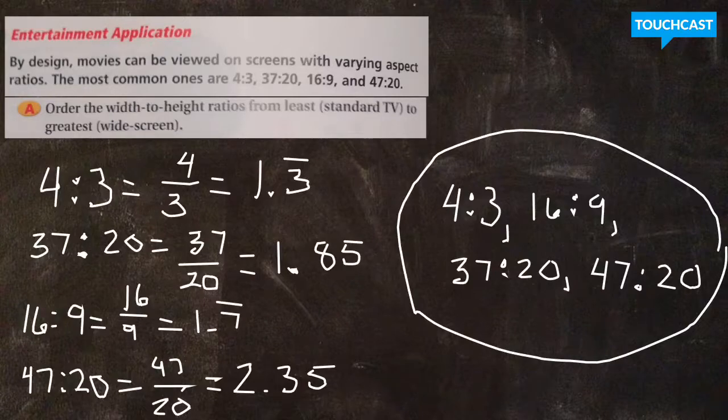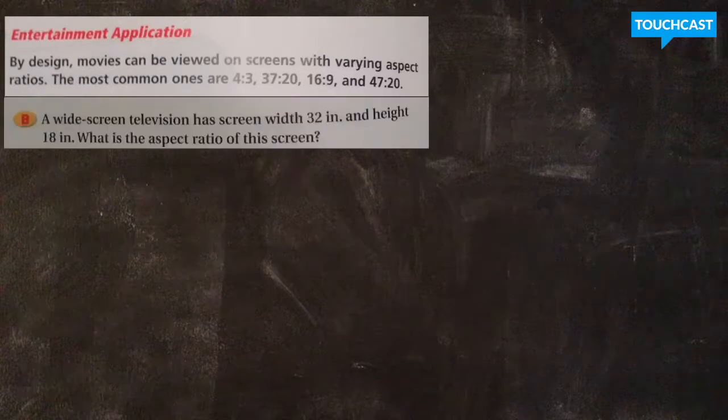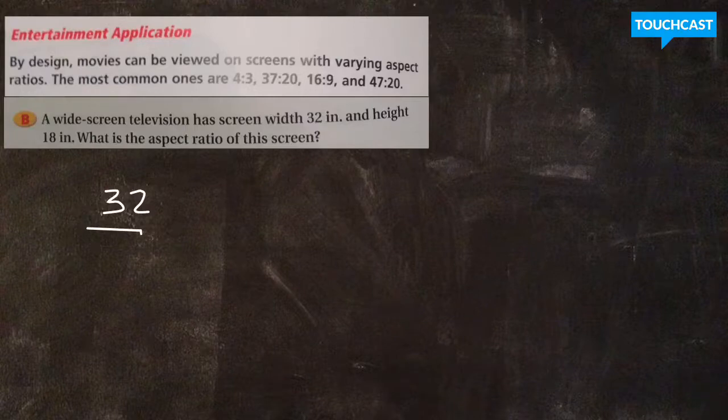Now let's look at example 1b. Example 1b tells us that a widescreen television has a screen width of 32 inches and a height of 18 inches. What is the aspect ratio of the screen? So we're going to take the width, 32, and we're going to divide it by the height, 18. Then we're going to ask ourselves, what number goes into both 32 and 18?